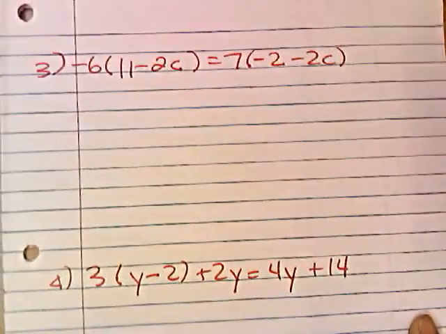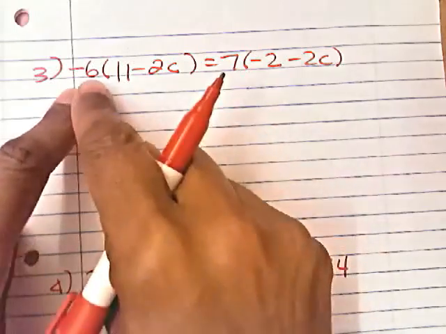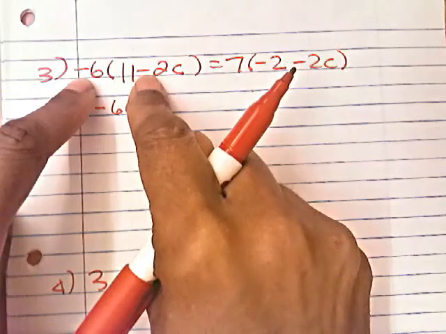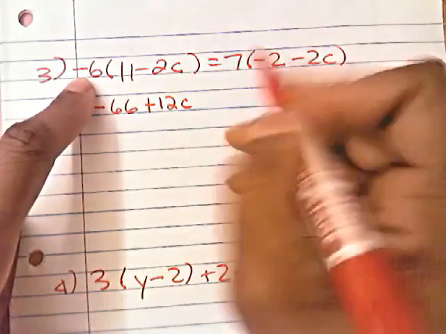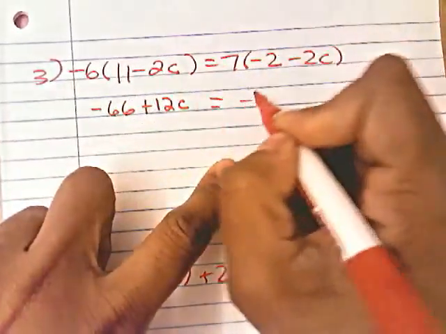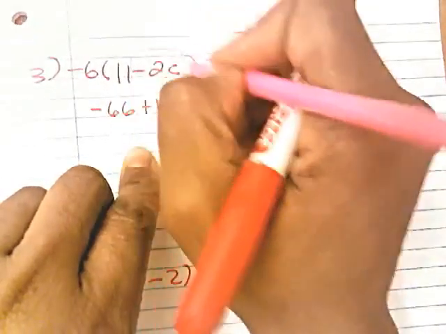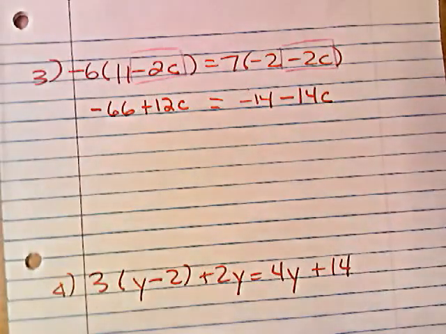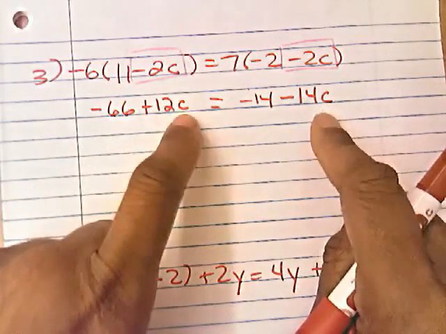Alright, now I'm going to solve for C. But first, I want to get everybody distributed out. Negative 6 times 11. Negative 6 times a negative 2 is a positive 12C. Equals, that becomes negative 14. I look at that. See, this is what I'm doing. I'm blocking that out. That becomes negative 14C. Okay? Now I'm going to just combine my like terms. See, that has a C all by itself and that has a C. I can combine those terms, okay?